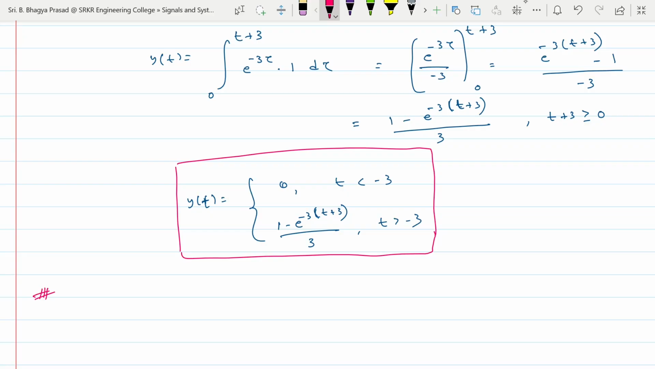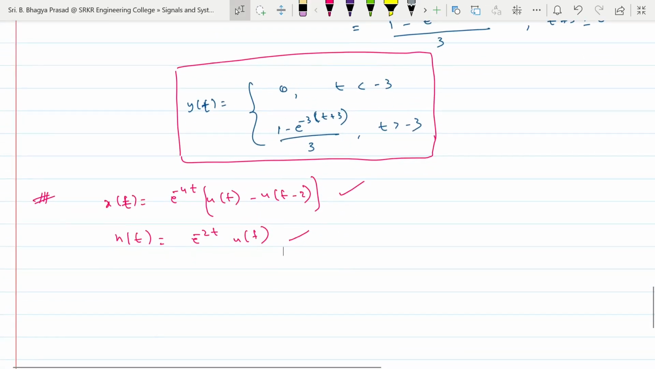So consider here x of t equals e power minus 4t times u of t minus u of t minus 2, and h of t is e power minus 2t u of t. This x will be a finite duration signal, and h will be a right-sided infinite duration signal.